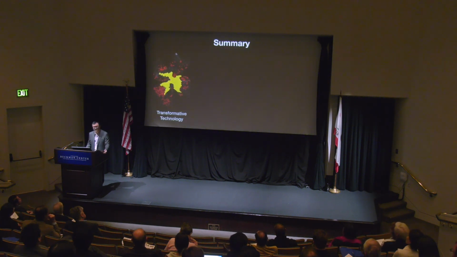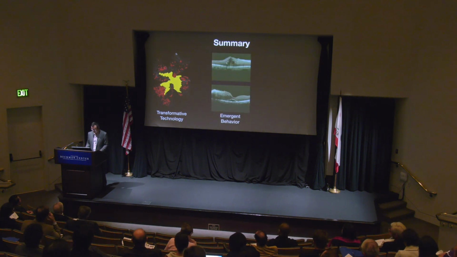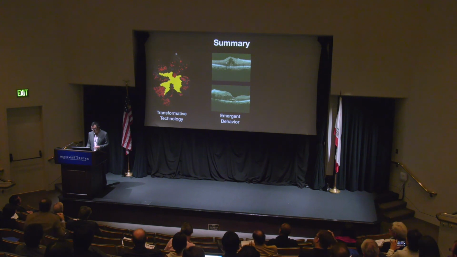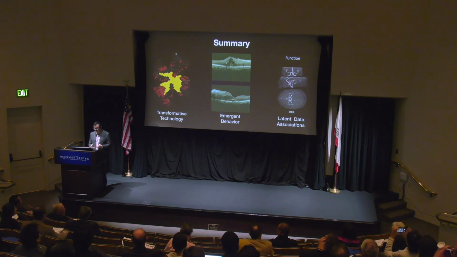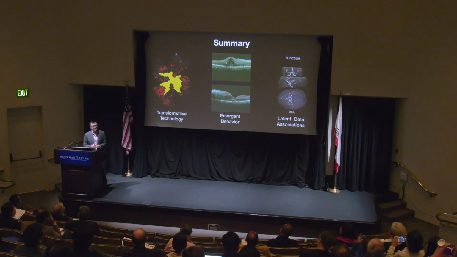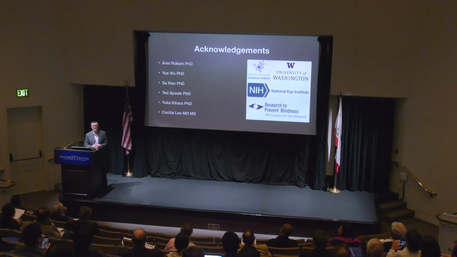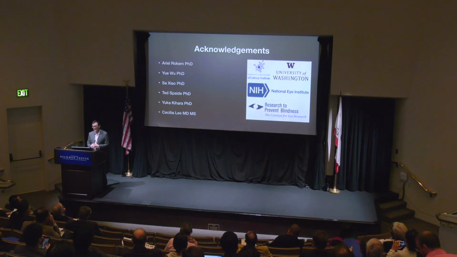So in summary, I think deep learning and AI is a transformative technology. It's going to change the way that we do things. And some of the really cool stuff is some of the emergent behavior that the network is able to do. And this idea that there might be latent data associations that we've been missing this whole time is also really fascinating. And none of this work would be possible without the team that I have. So I just want to thank all the members of my lab and my funding sources. Thank you.